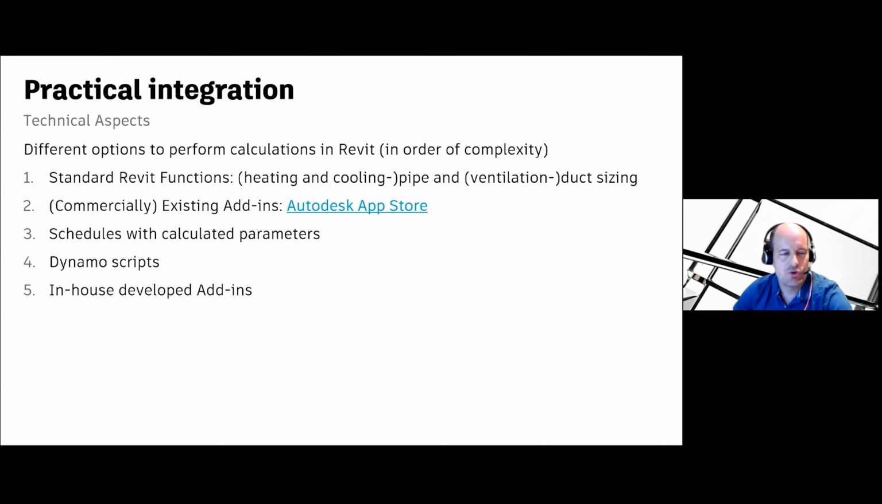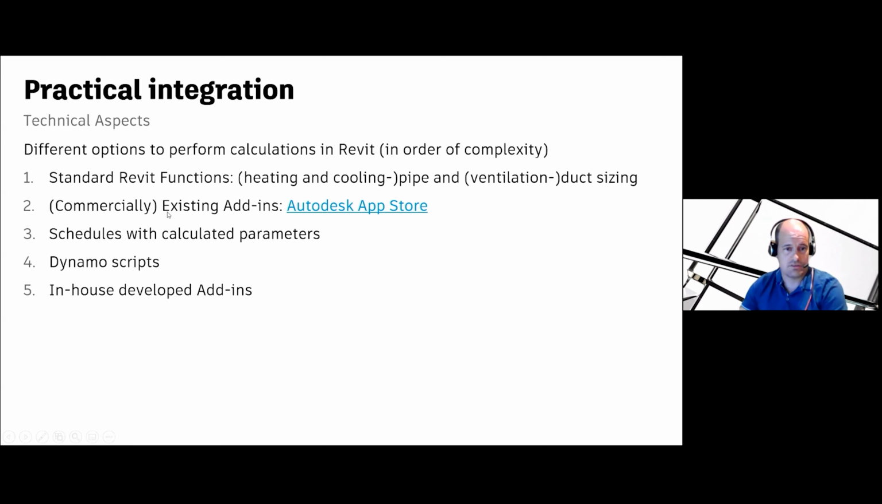So I'll basically go over those different options that we currently have to perform calculations in Revit, and I try to put them in order of increasing complexity. The first one being the standard Revit functions that we currently use for pipe and duct sizing, the heating and cooling pipes and the ventilation ducts, so the air handling ducts, etc.